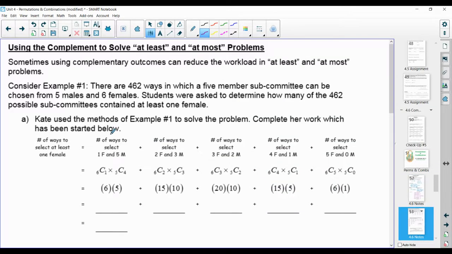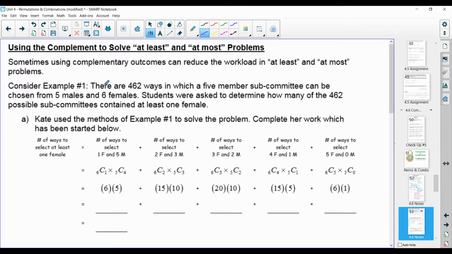So if we have at least questions and we're only being asked for one case, so at least one or at most one, these are scenarios where we can use something called the complement. So we're going to work through some examples here, looking at the 2 different ways we can do a question, and ultimately I'll show you the shorter way. So sometimes when we're using complementary outcomes, we can break down that workload or reduce the amount of calculations we're going to have to do using another method. And so that's using the complement.